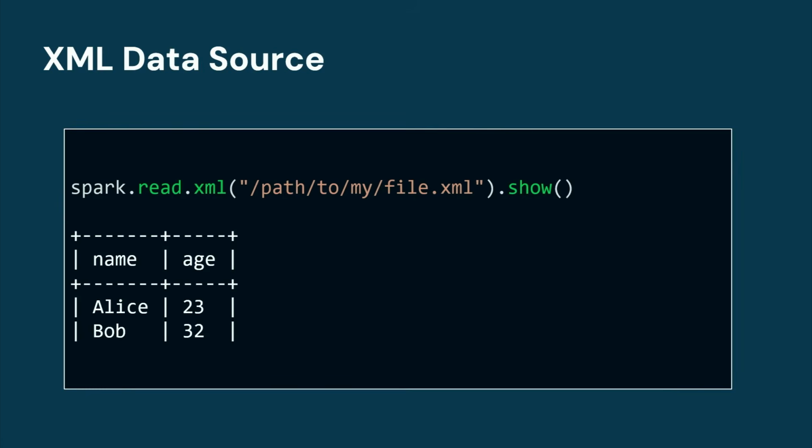In Spark 4.0, we added built-in support for XML. So now you can use Spark to read XML files out of the box. There's no other plugin needed. Just use .xml and put the path, and the data is here.